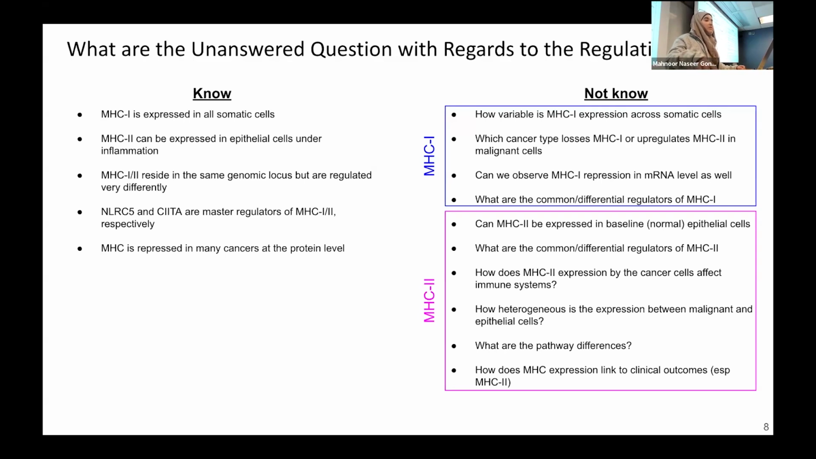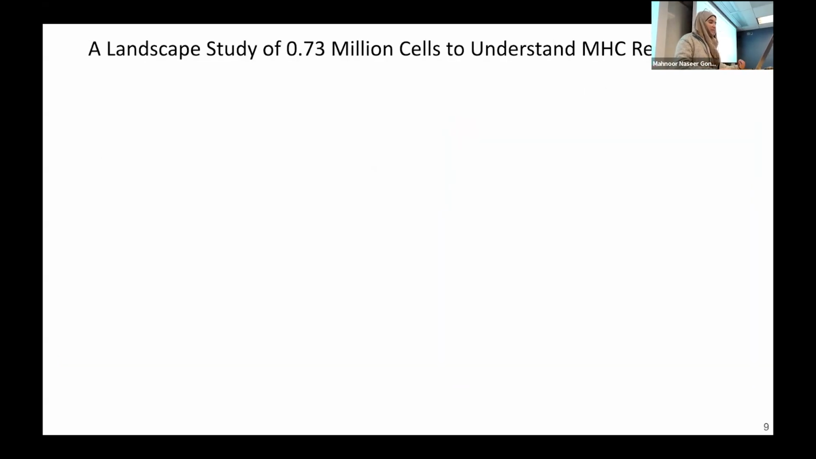Next, the question is, what are the differential regulators for MHC class 2? How does MHC class 2 expression by cancer cells affect the immune system? How heterogeneous is the expression between malignant and epithelial cells? What are the pathway differences? How does MHC expression link to clinical outcomes? So these are the questions that we had once we went into this project. So this is where we wanted the computational biology analysis to fit in.